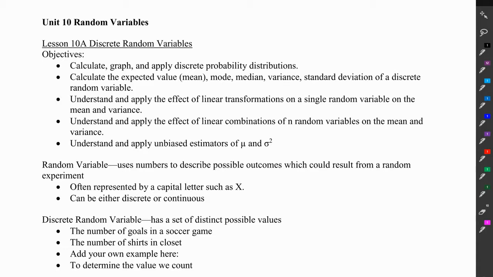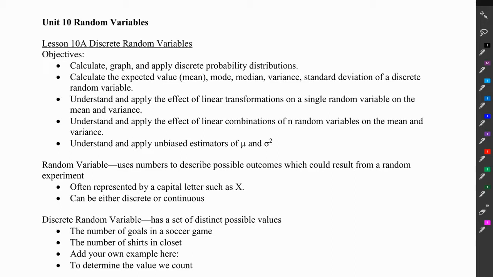mean, mode, median, variance, and standard deviation of a discrete random variable, understand and apply the effect of linear transformations on a single random variable on the mean and variance, understand and apply the effect of linear combinations of n random variables on the mean and variance, and lastly, to understand and apply unbiased estimators of mu and variance.